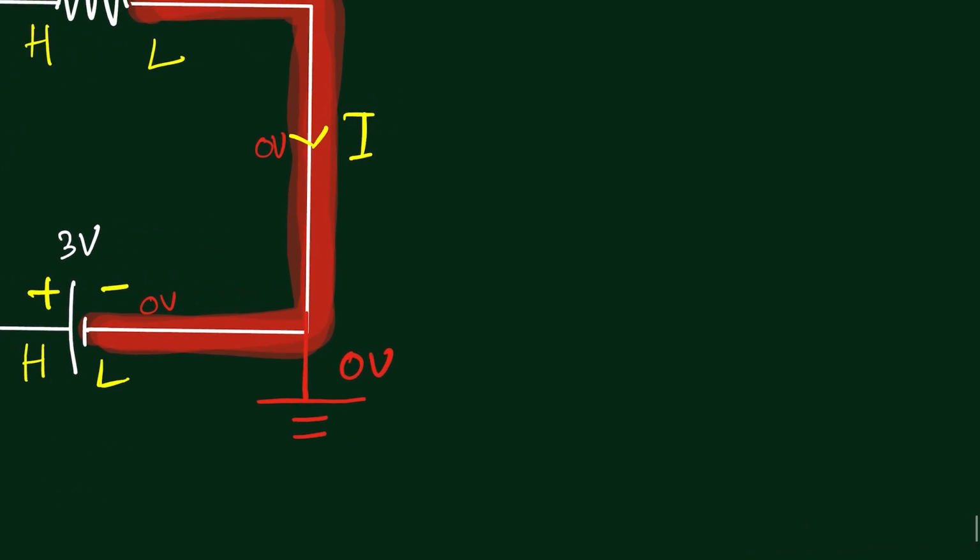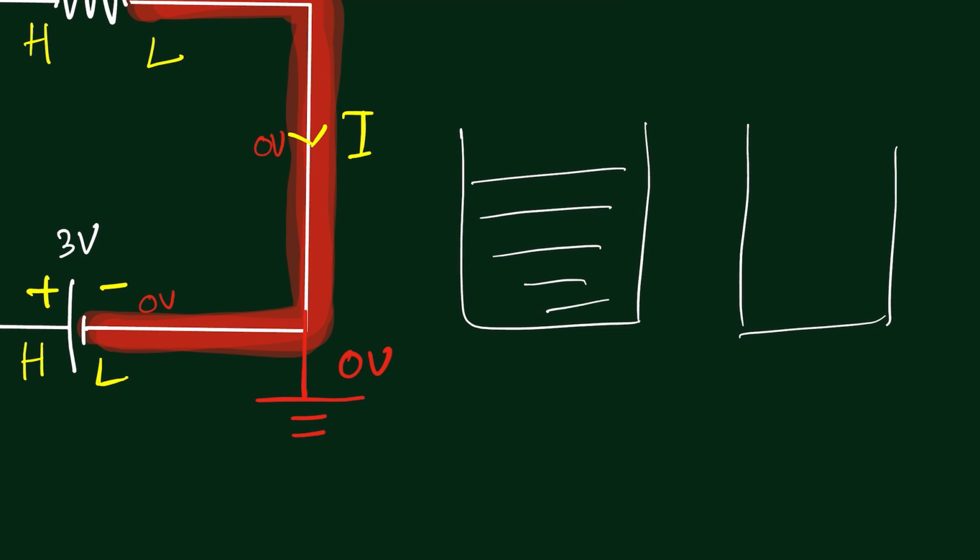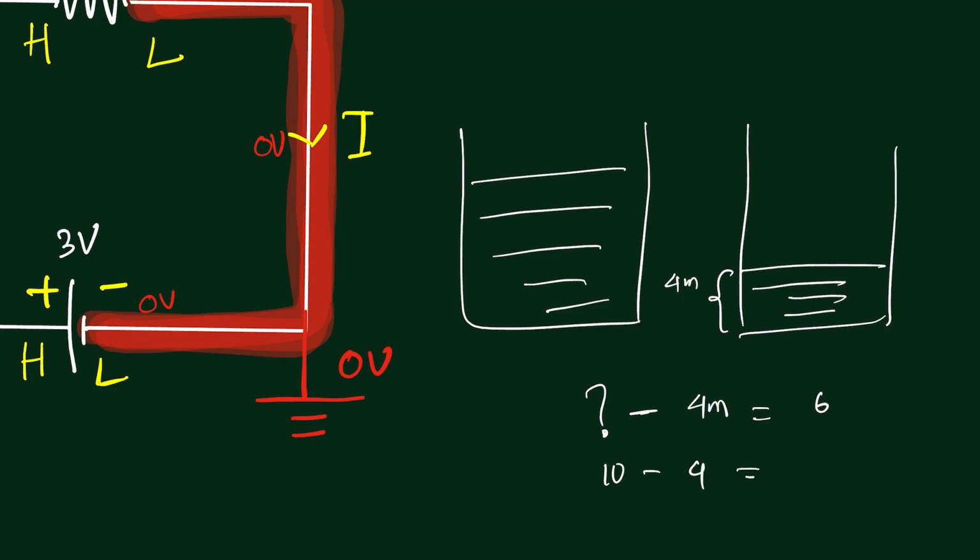If I say you have a water level here like this, and this is this much high, say this is inside the cable, this is 4 meter, and I tell you the difference in height of these two heights is 6, but the lower height here is given as 4 meter. What should be the height of the higher one? 10 minus 4 equal to 6.